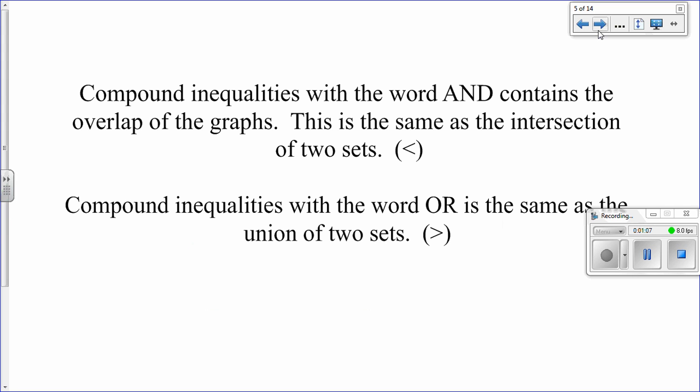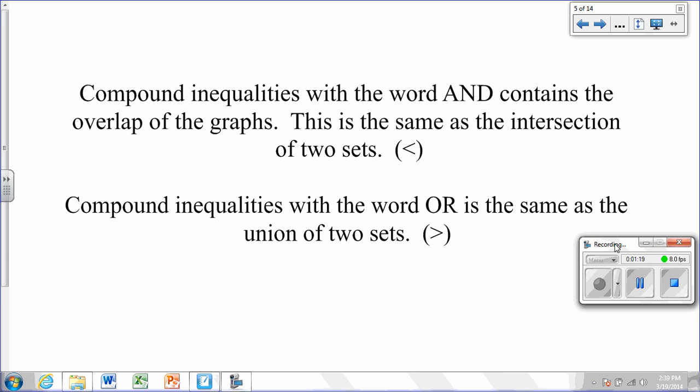Compound inequalities with the word and contain the overlap of the graphs. This is the same as the intersection of two sets. And if you remember, the word and is going to match up with the symbol less than or equal to. Compound inequalities with the word or is the same as the union of two sets. And if you recall, or is going to match to the greater than symbol or the greater than or equal to symbol.